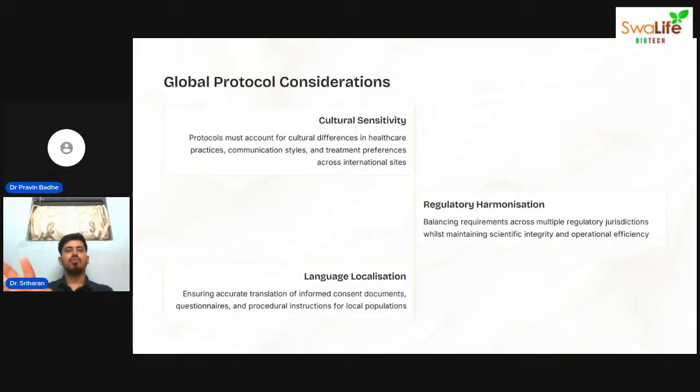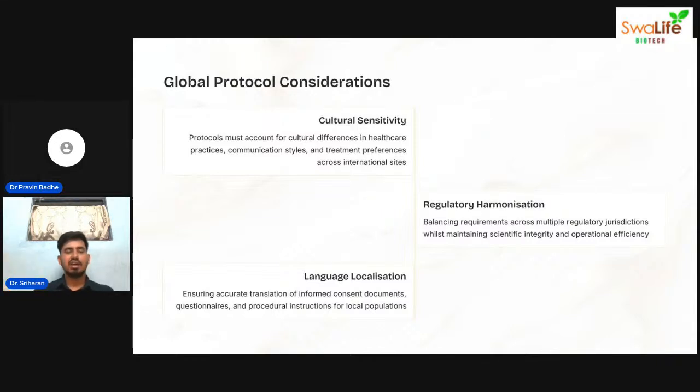Global protocol consideration. At the international, global level, there is cultural sensitivity. Cultural sensitivity takes place because different countries follow different cultures and procedures, so it matters while doing international protocol consideration and regulatory harmonization. Different countries have different rules: FDA has different rules, EMA has different rules, our CDSCO has different rules. So regulatory harmonization and localized language: if we give a study in China, or to Japan's Health and Welfare ministry, we want to localize it to their language. So these are the considerations.